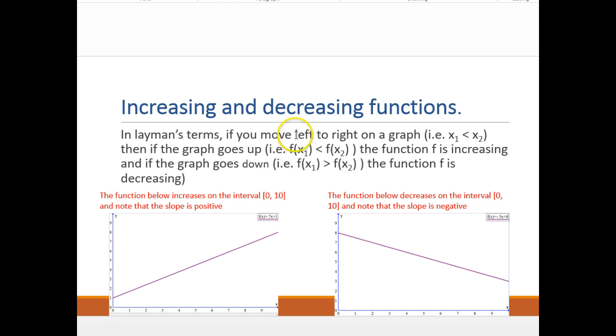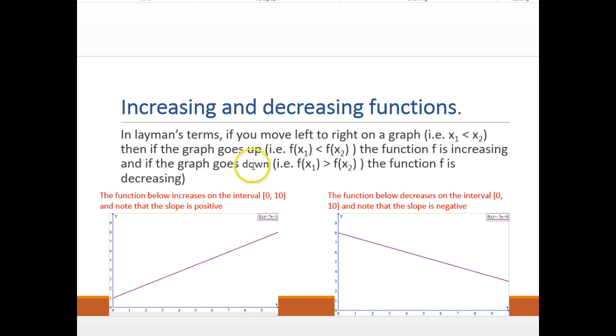Well, in layman's terms, if I look at a graph and I move from left to right on the graph, that's what it means by x1 is less than x2. I'm going to start with a number less than another number, so I'm going to move from left to right. Then if the graph goes up, in other words, if f of x1 is less than f of x2, so in other words, this y value is less than the next y value, then the function is increasing. Here's an example that as I move from left to right, the function increases. In other words, the y values go up. That's simply what it means for a function to increase, is that when we look at a function from left to right, it goes up.